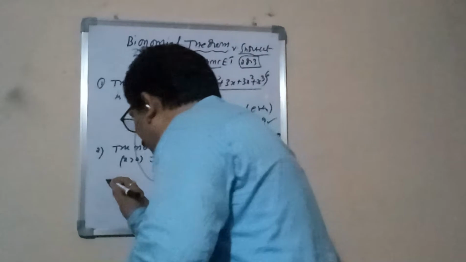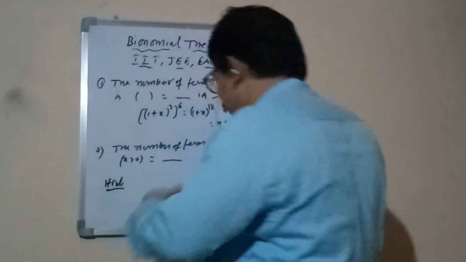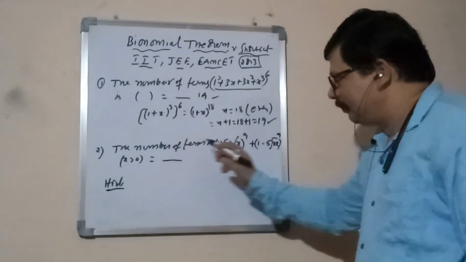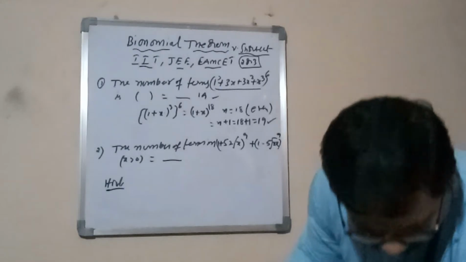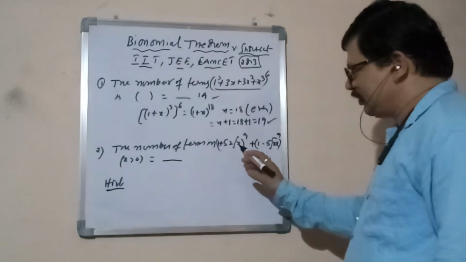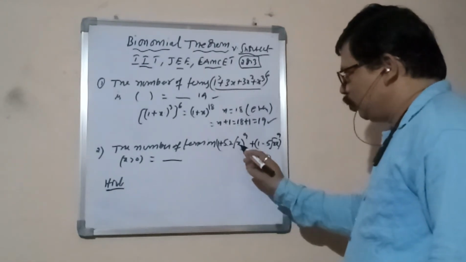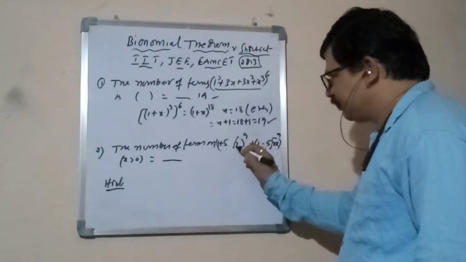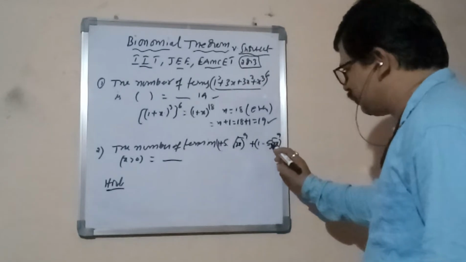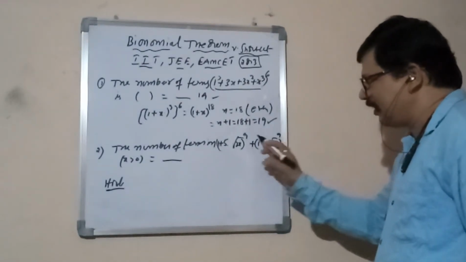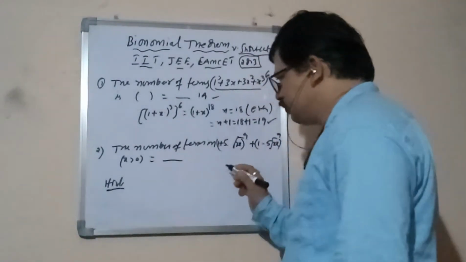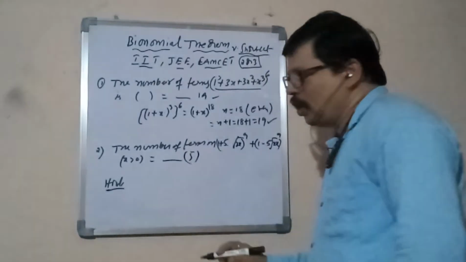The second sum I will also tell you, listen carefully. Here we are asked the total number of terms in (1 plus 5 root 2x) plus (1 minus 5 root 2x), whole power 9. Here also the whole power is 9. Very easy, listen carefully. The answer is 5.